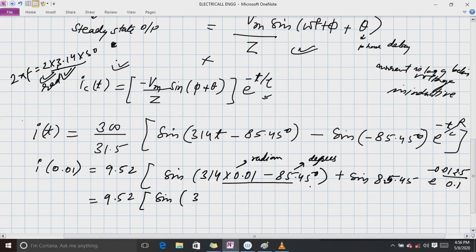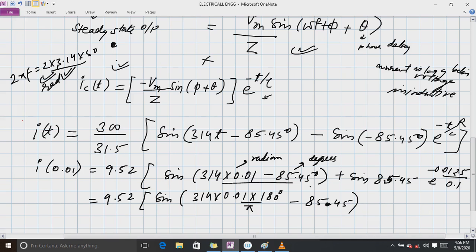Calculating a radian term into degree is easy. You multiply it by 180 degree, divide it by pi. If you want to change the degree into radian, then the reverse of that should be done. That means it should be multiplied by pi and divided by 180 degrees.